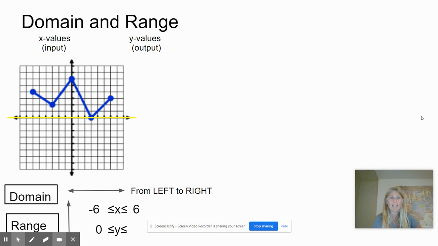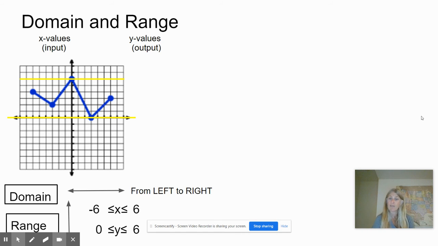And we look for our highest point, and our highest point there, as you can see, is a +6. It goes up to 6 on the y-axis. So all of our values of y, or our range, is between 0 and 6. Anything outside of that does not include our function.